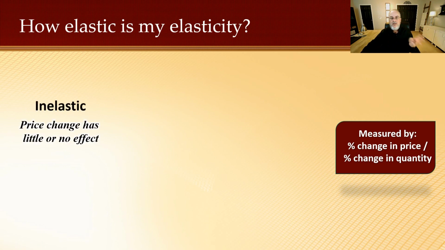Now there are three levels, if you will, of price elasticity. First of all, there is what we call inelastic. The price is inelastic. And that means the price change has little or no effect on the quantity, either demanded, wanted, or supplied. In that case, the ratio of the price change to the change in quantity is going to be less than 1, from 0 to 1.